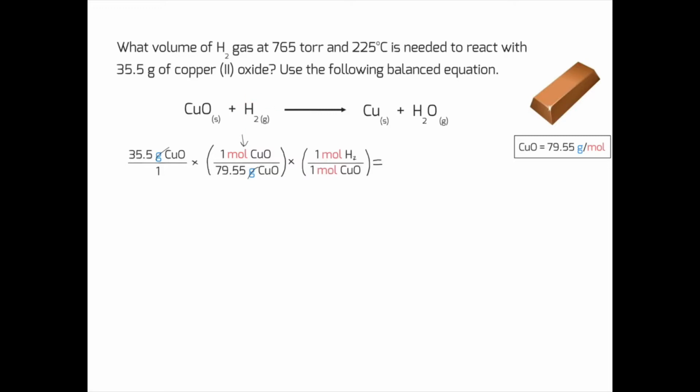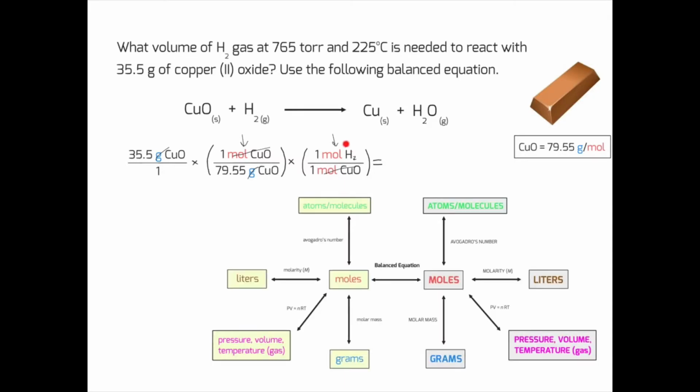So we set up our conversion factor so that we have moles of copper 2 oxide on the bottom to cancel with moles of copper 2 oxide on top. So these cancel with these, and now we're left with moles of H2. So now we have moles of H2, which means that we're right here on our diagram, which means that we have only one more step, which is to go from moles of H2 to volume of H2. And we're going to do that by using our ideal gas law.